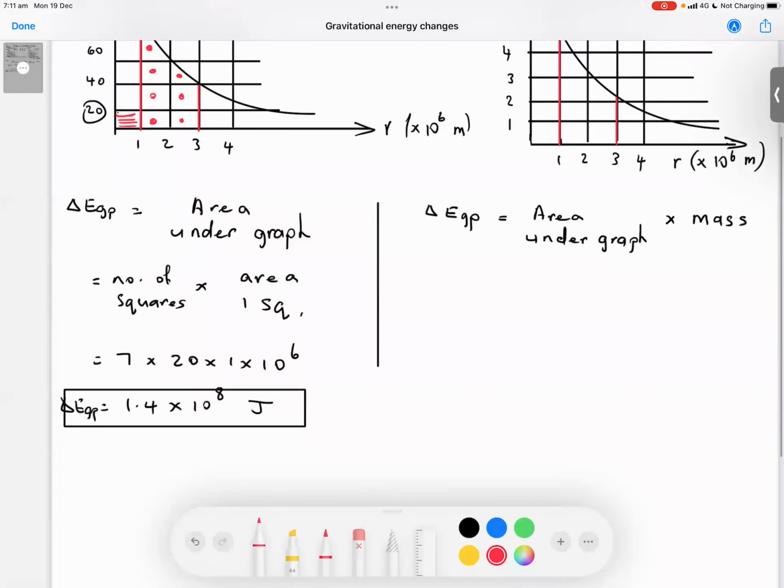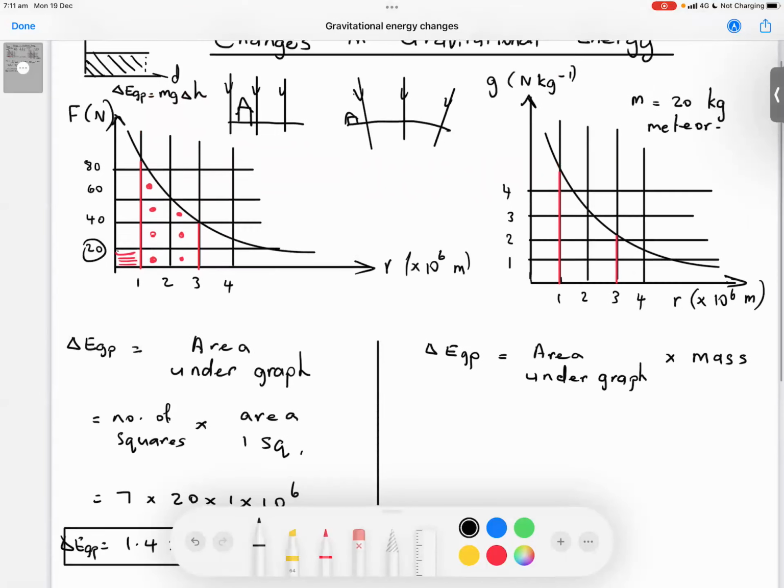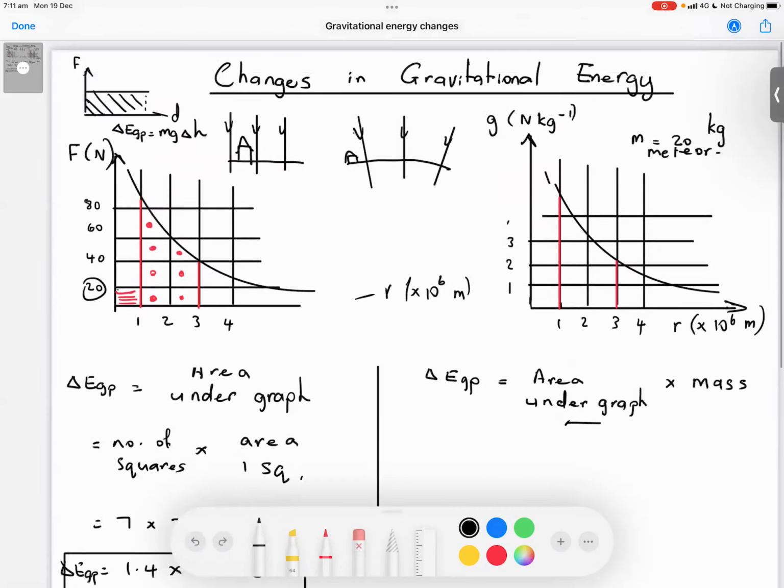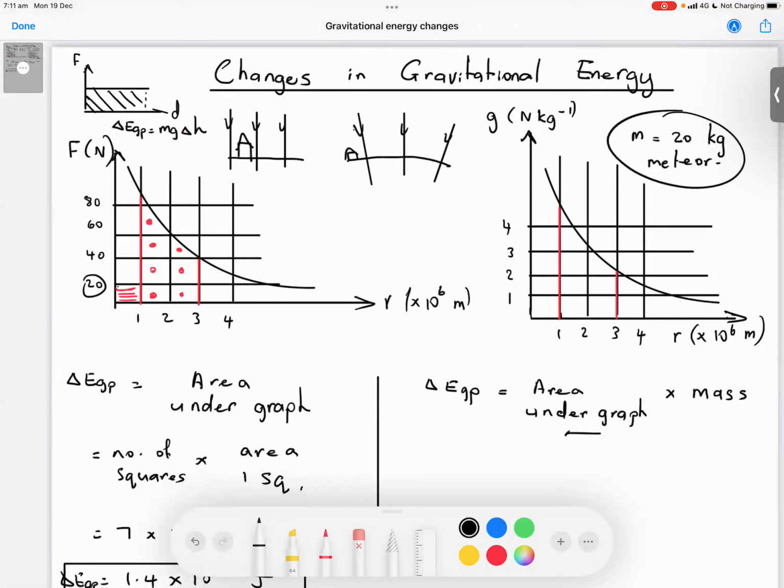So in this case, the change in energy would be done a little bit differently. So the change in energy is equal to the area under the graph times mass this time. This time we've got to multiply the area we're going to determine by the mass. The reason is because the vertical axis is a force per kilogram. We need to multiply it out by the number of kilograms.